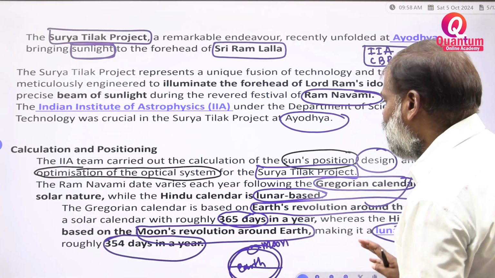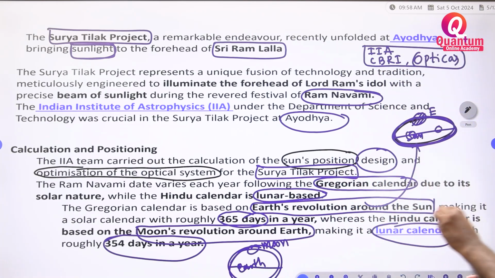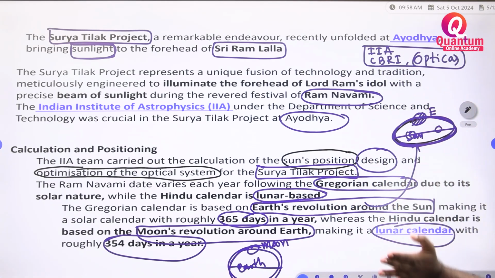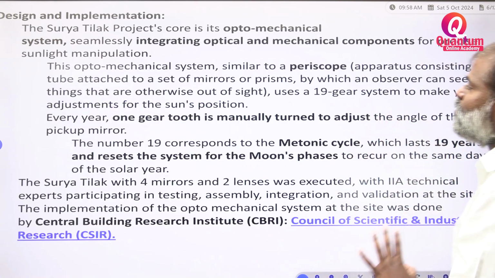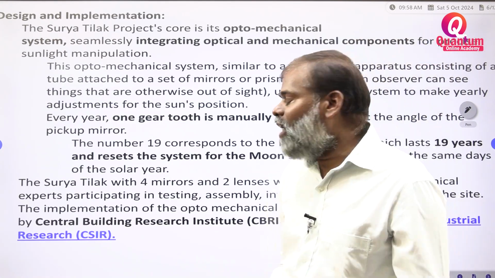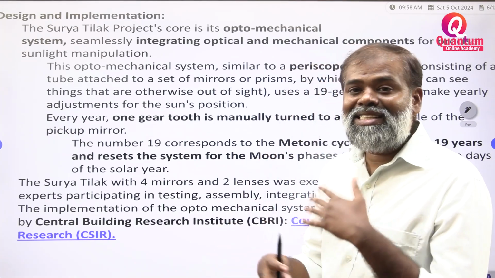354 days are there according to the lunar calendar in a year. According to the Gregorian calendar, in a year 365 days are there. So both systems are different. Now this Indian Institute of Astrophysics adjusted one thing.